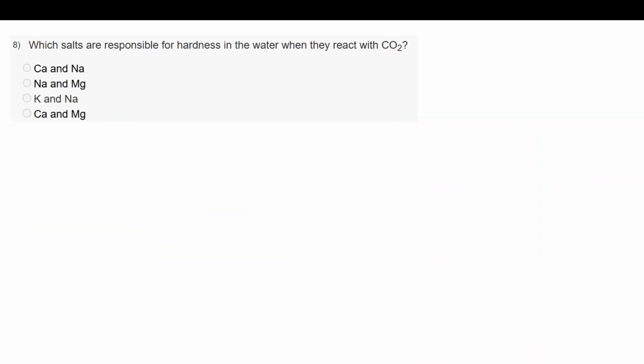Next question is, which salts are responsible for hardness in water when they react with CO2? So which ions are responsible for hardness? This is very basic question. Calcium and magnesium. Yeah, calcium and magnesium, they are responsible for hardness. Correct.